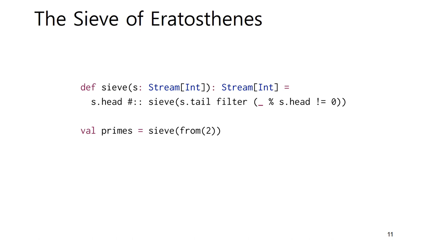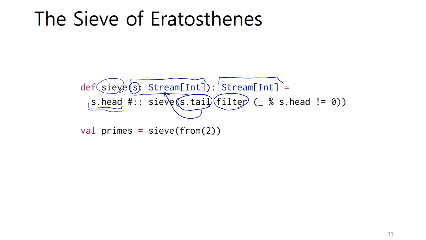Here's an example of using infinite streams of integers to implement the sieve of Eratosthenes. This function sieve takes a stream of integers and returns another stream of integers. We take the first element of the argument s, the head element, and in order to compute the remaining elements, we take the tail from the argument and then apply this filter method, which eliminates all those elements that are divisible by the first head element. Finally, we make a recursive call again to compute the sieve of Eratosthenes from the remaining elements.